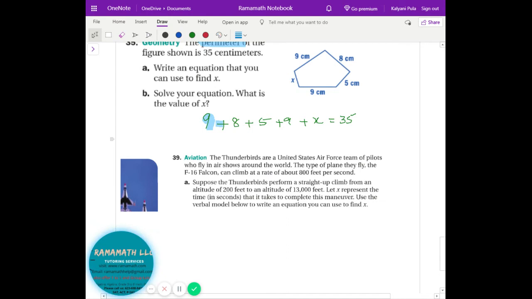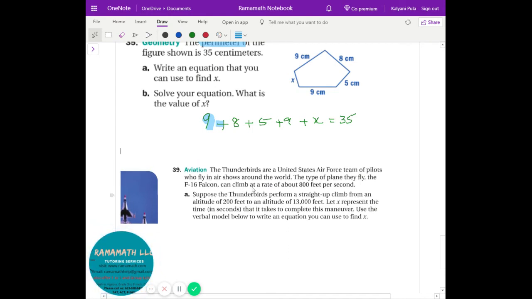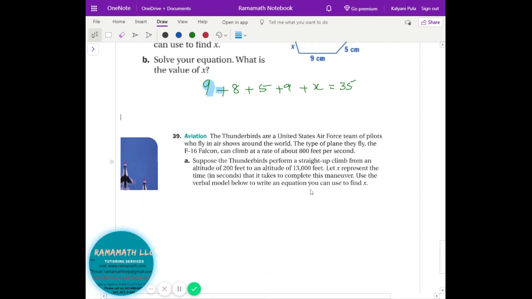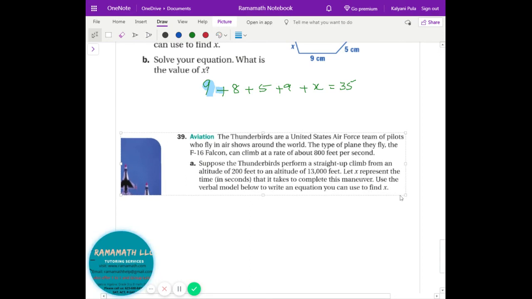Now let's look into another word problem. Because when we do a lot of application problems, that's how we know we're applying the math into real life. So this question is about our Air Force, and those are called, what are they called? They're the fighter jets, yes. And this one, the F-16 Falcon, can climb 800 feet per second. Just imagine how fast. You look at the second, and this goes 800 feet.